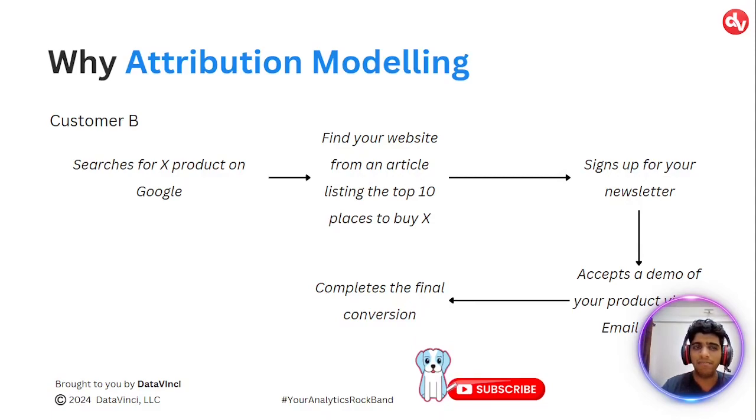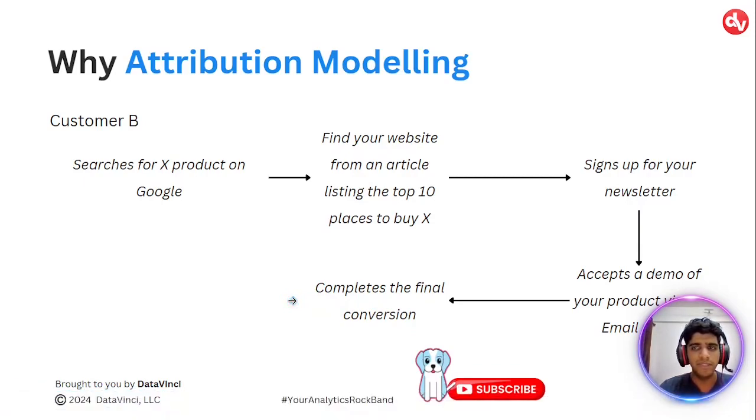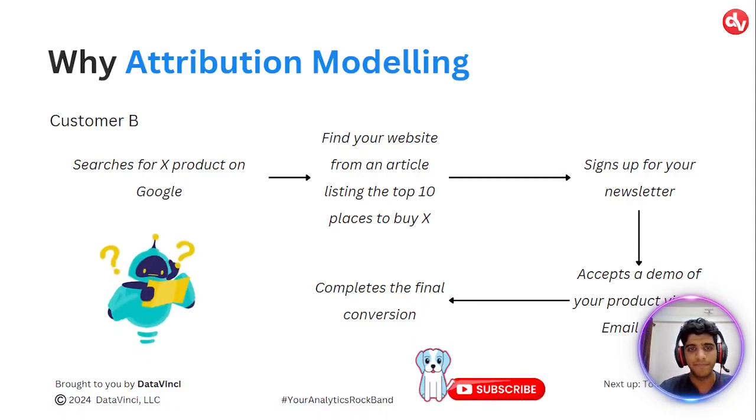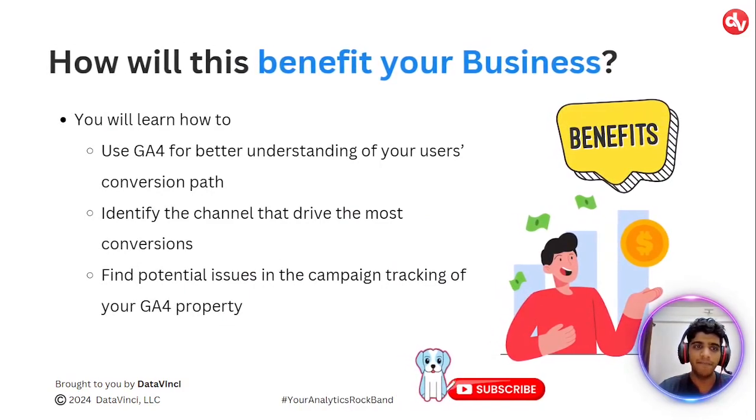So as you can see, there are multiple touch points out here, right? Like there's a referral, there's a sign up on the newsletter, there's an email offer out here. So what credit would you give to each of these touch points? That's where attribution modeling will come in. So by the end of this video, you will have learned how to use GA4 better to understand your customers' conversion paths, identify those channels that drive the most conversions, and find potential issues in your campaign tracking of your GA4 property. So if you're ready to go, let's get started.